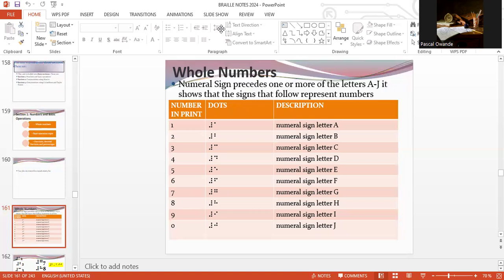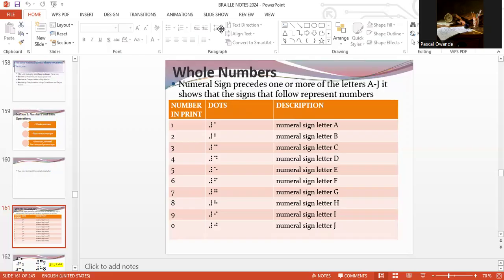So the numeral sign precedes one or more of the letters A to J, and it shows that the signs that follow represent numbers. For example, in writing number 1, we will have numeral sign dots 3, 4, 5, 6, then dot 1, that for letter A. So it's no longer going to be a letter, but now in this case, it's going to be number 1. Number 2 is going to be numeral sign, then letter B. Number 3 will be numeral sign, letter C. Number 4 will be numeral sign, letter D. Number 5 will be numeral sign, then letter E. That is the dots representing that letter.